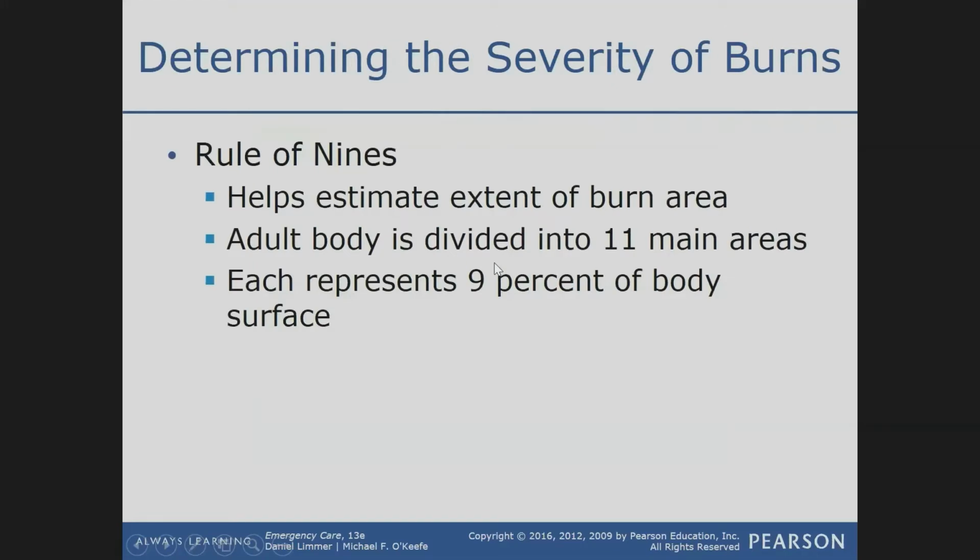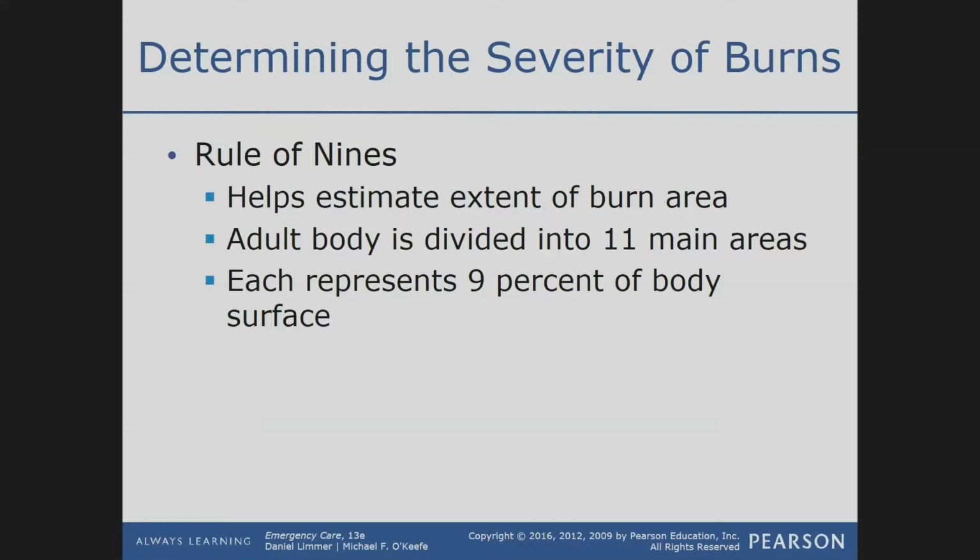So as far as estimating the percentage of surface area that is damaged, we have what's called the rule of nines. The body is divided into different sections, and every section is about 9% of the body surface. The adult body is divided into 11 main areas. Each represents 9% of the body.